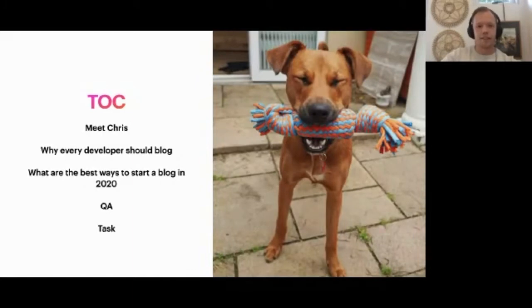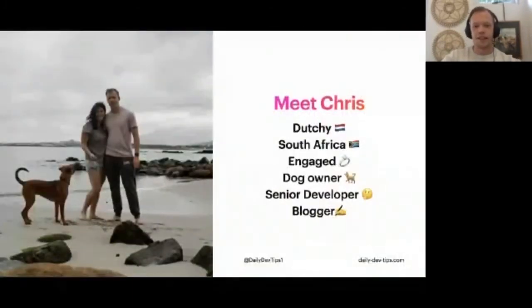Let's get started. So as you can see in this picture, that's me and my fiance and our dog. I'm actually a Dutch guy, but I'm living in South Africa because I like the weather here better, and I love mountains and hiking. So that's kind of the reason I'm here. Recently got engaged. We'll be marrying next year in May. As mentioned, I own a dog, and I love to train my dog. So she's a little show pony.